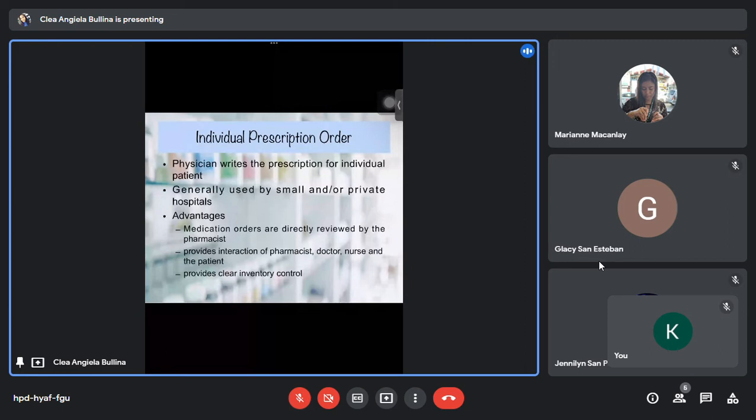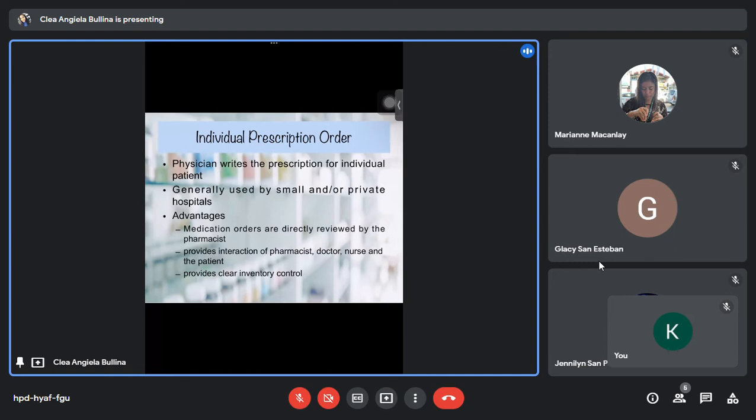Okay? For the advantages, all medication orders are directly reviewed by pharmacists. Okay? So, lahat ng medication orders, they are directly reviewed by the pharmacist. That's the advantage. It provides the interaction of pharmacist, doctor, nurse, and also the patient. Okay? And it provides clear inventory control. Okay? So, kasi nga individualized siya, so mas madali mo siya i-monitor yung inventory. Kasi you will record it according to the patient.